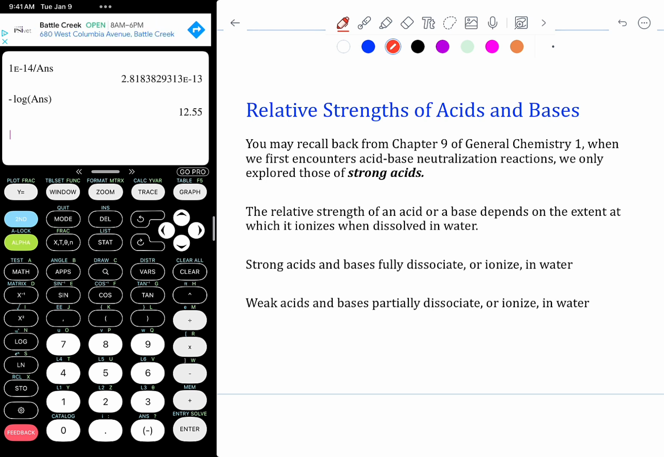As you may recall, back from chapter 9 in General Chemistry 1, when we first encountered acid-base neutralization reactions, we only touched on strong acids. We talked about the difference between a weak acid and a strong acid and a weak base and a strong base, but we really only looked at strong acids and strong bases in terms of the neutralization reactions we were doing, the stoichiometry we were using, and we touched lightly on titrations.